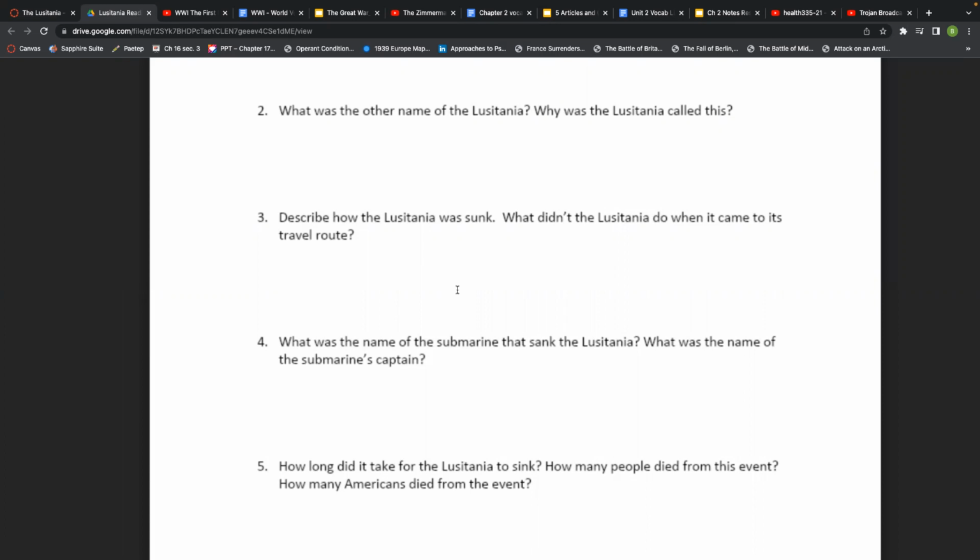So for number three, when we're looking at exactly how it was sunk, it wasn't traveling in this type of measure. Also, it was really foggy. So the Lusitania was going at speeds a lot lower than what it usually goes. When it travels across the Atlantic Ocean, it normally goes in zigzags.